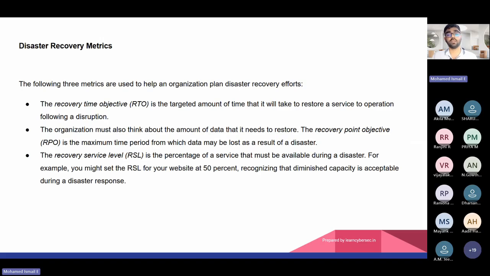Then disaster recovery metrics. Again, I am repeating these three terminologies you should be aware of: recovery time objective, recovery point objective, recovery service level. The first two we already covered. The recovery service level is the percentage of the service that must be available during a disaster. For example, you might set the RSL for your website at 50%, recognizing that diminished capacity is acceptable during a disaster response.